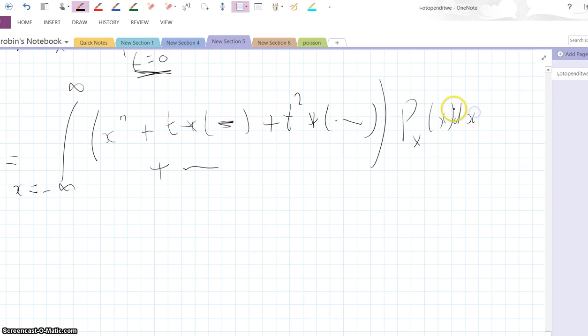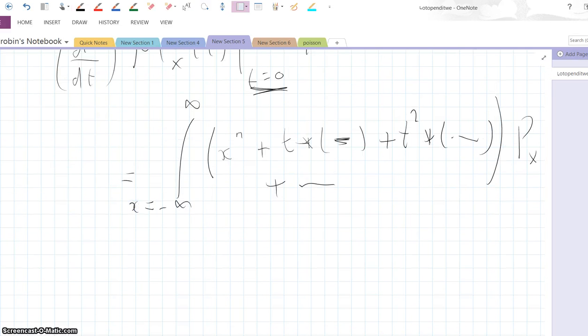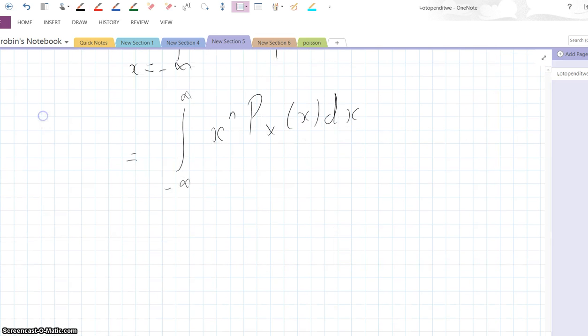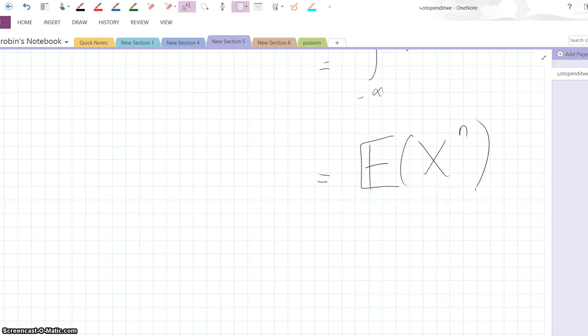dx. Sweet as. Okay, so now I'm going to use the fact that I'm just working it out at t equals 0, and we have it equal to the integral from minus infinity to infinity of x to the n plus nothing, because all these t's, we're looking at t equals 0, so that's nothing, nothing, nothing, times p sub x of x dx. Fantastic. So that equals the expectation of x to the power n. So here we have it. Here we've got moment generating functions in all their glory.